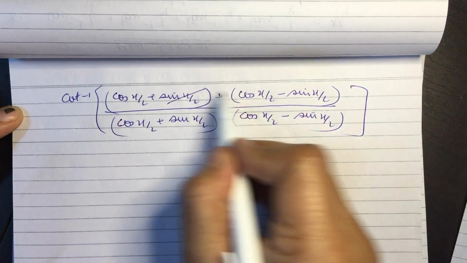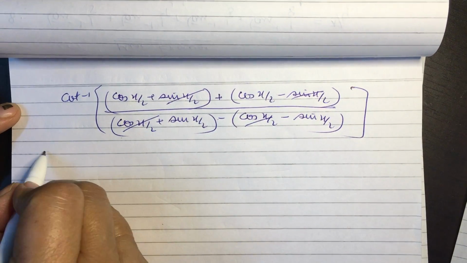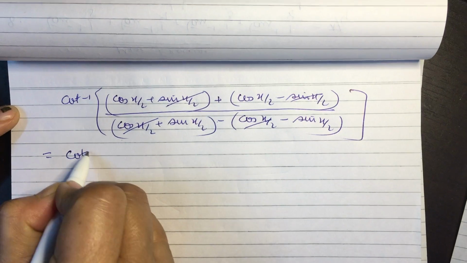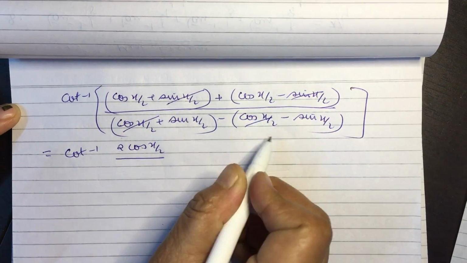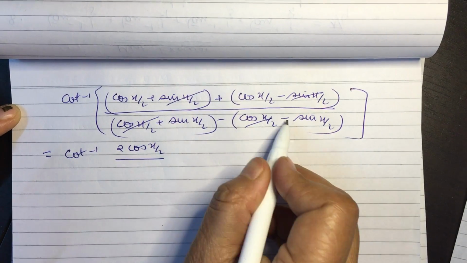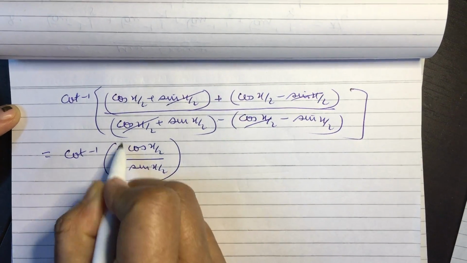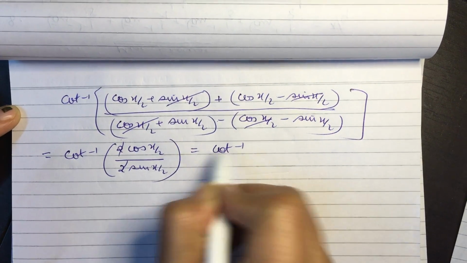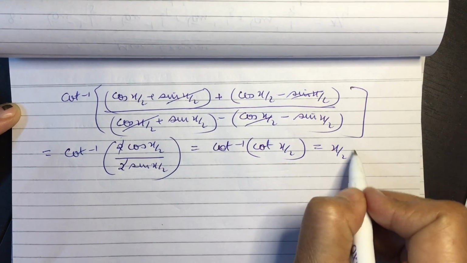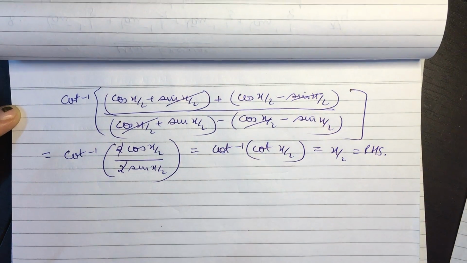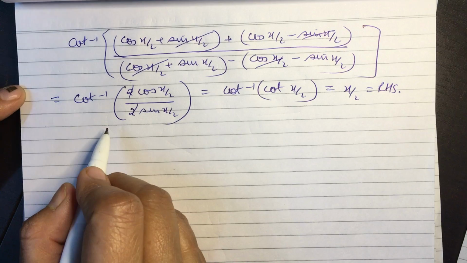In the numerator, this gets cancelled. In the denominator, the cos function gets cancelled. This gives us cot inverse. This becomes 2 cos x by 2 upon, this becomes plus, minus of minus is plus, so 2 sin x by 2, which gives us cot inverse cot of x by 2, which gives us x by 2, which is the right hand side. On the same lines, the next question can be done.